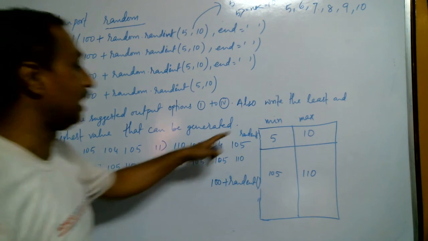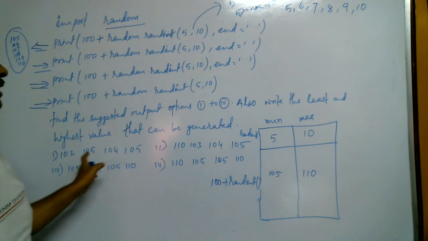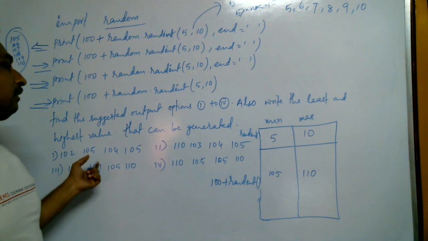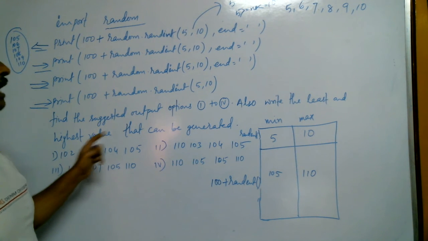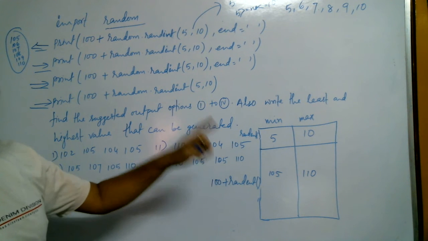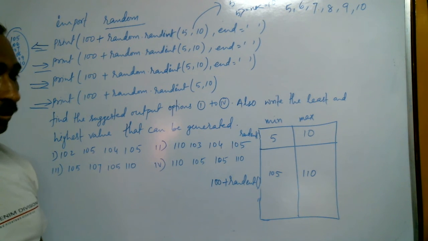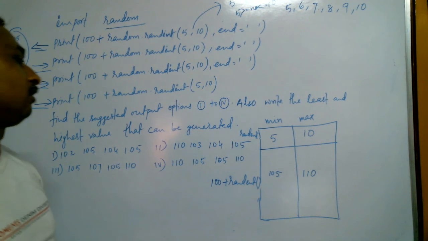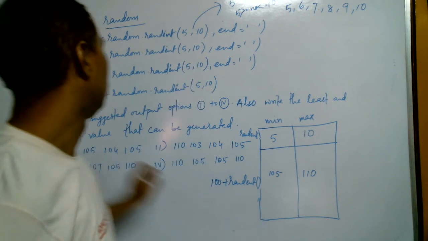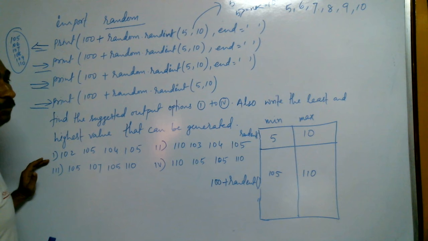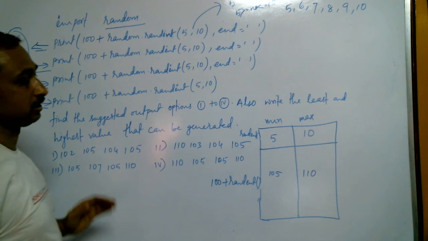After finding this one, you have to see the answer, and you have to check that all the numbers which are there in the output are matching the criteria of minimum and maximum value or not. If they are falling in the range of minimum and maximum value, then that output will be acceptable, otherwise it is not acceptable.